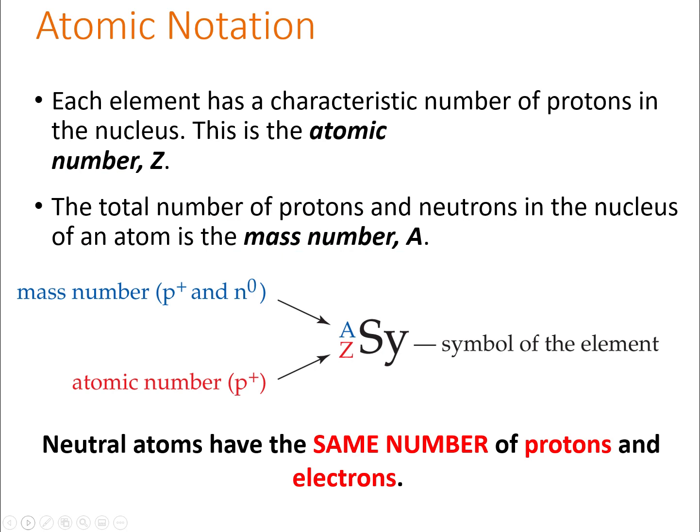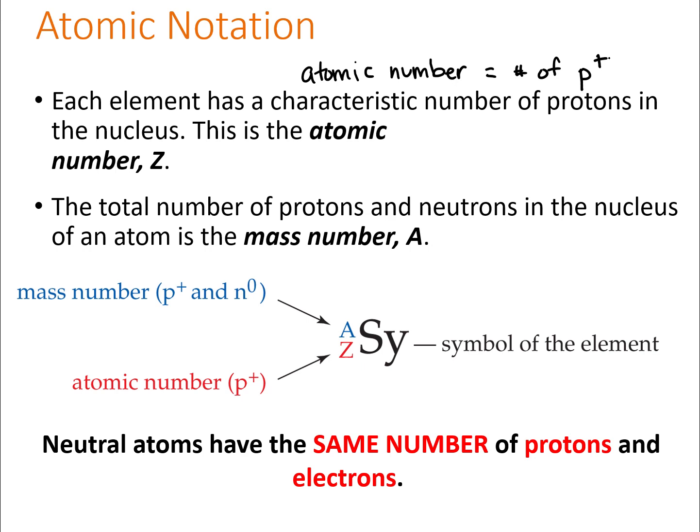Atomic notation. Each element has its own number of protons. So if you're carbon, part of the reason why you're carbon and nothing else is because you have 6 protons. The number of protons in the nucleus is called the atomic number. So let's start introducing some of that nomenclature in the symbols. The atomic number is equal to the number of protons. Remember, that's the P with the plus sign.